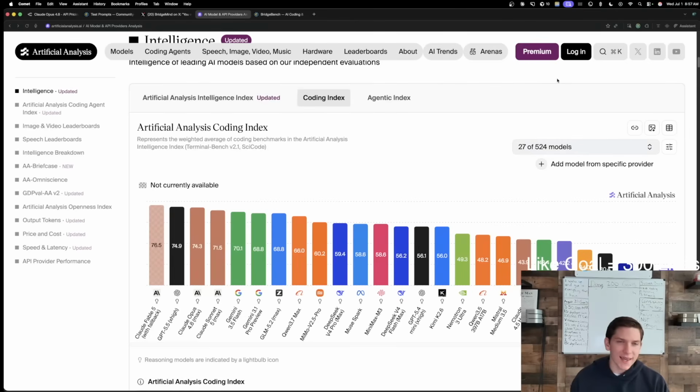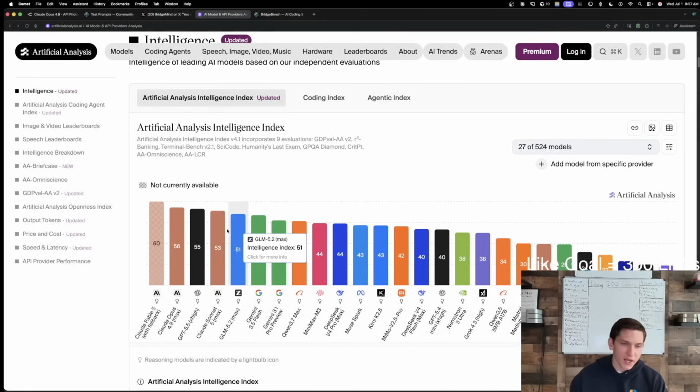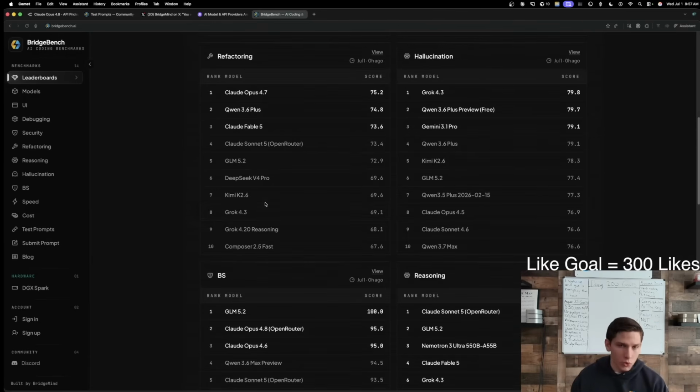Now, I do want to take a look at some of the benchmarks in both Artificial Analysis and BridgeBench. So if you look at the coding index, you can see that Sonnet 5 ranks 71.5 on this benchmark. So it beats out GLM 5.2. It barely beats out Gemini 3.5 Flash, but benchmarks are benchmarks. If you look at the intelligence index, it scores a 53. So it's behind GPT 5.5. It's ahead of GLM 5.2 Max. But I also want to break down BridgeBench and what I'm seeing.